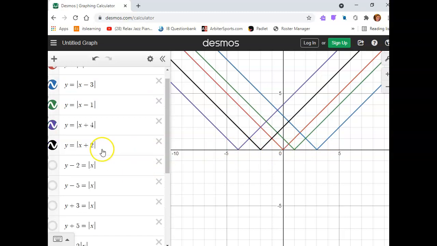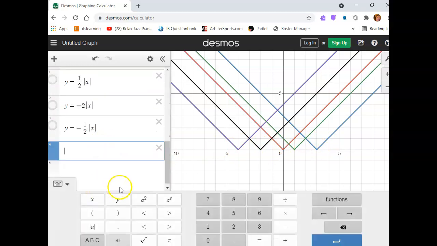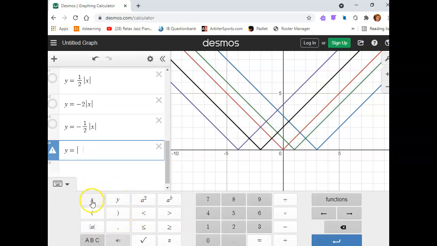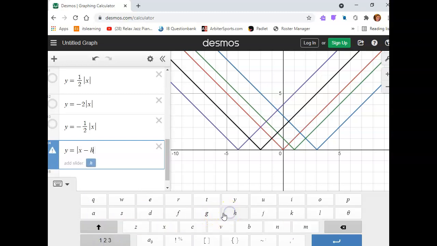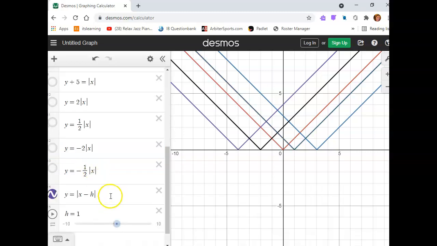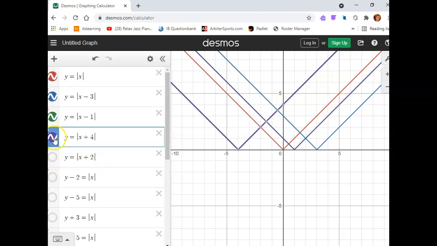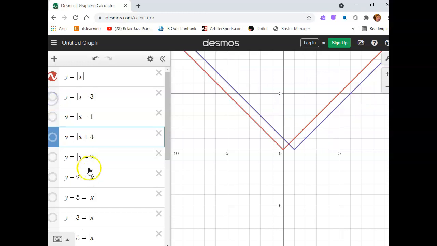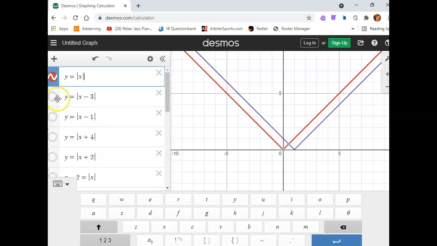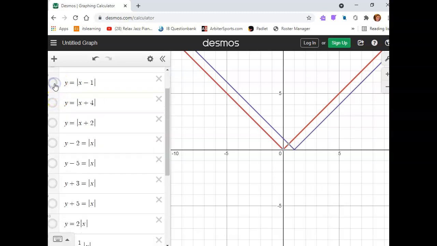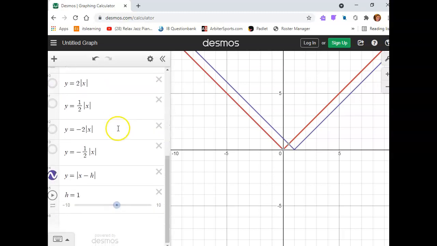And I could actually add a graph in here where I say y equals the absolute value of x minus, and I'm going to use the letter h, and it's going to say, do you want to add a slider? I'm going to say yes. Okay, and I'm going to turn the other graphs off, but leave on the original function. So you can see any number that I put in, I'm not sure why that one's still showing up there. Oh, because it's this one here.